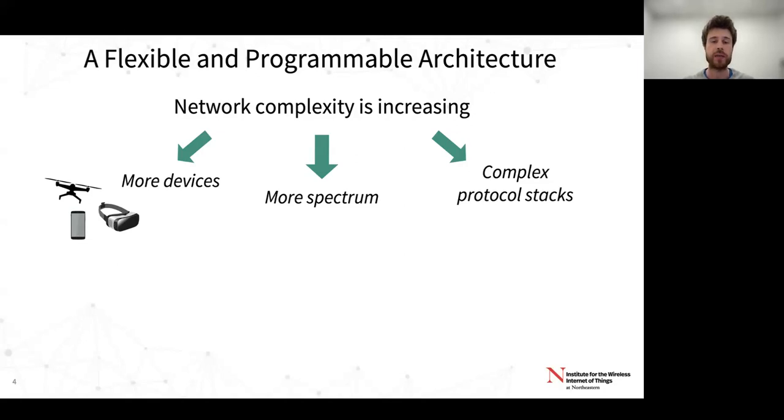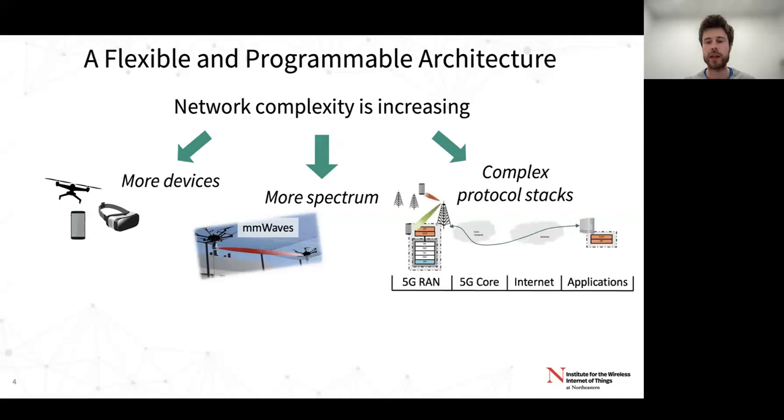We also have increased complexity for the spectrum. So we have more spectrum to handle. An example of this is millimeter wave communication that wasn't there in previous generations, while now modern phones also have some millimeter wave antennas, and they can stream a huge amount of data in a matter of seconds, for example. And then we also have more complex protocol stacks overall. So the network is becoming more complex even from an architectural standpoint.